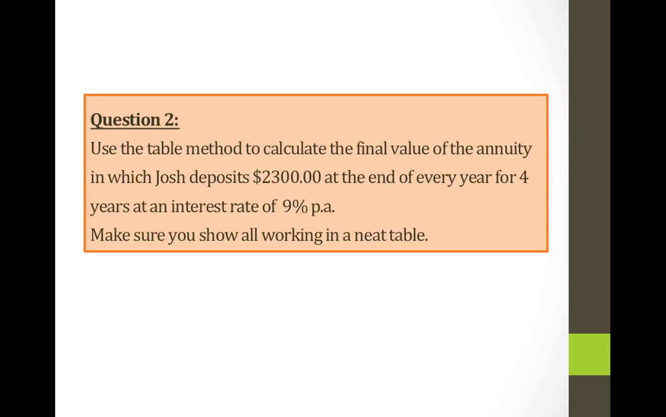Question 2. You now use the table method we've just looked at to calculate the final value of the annuity in which Josh deposits $2,300 at the end of every year for 4 years at an interest rate of 9% per annum. Once again, you can now pause the video, first do question 2 in your exercise book, and then continue watching the rest of the video.